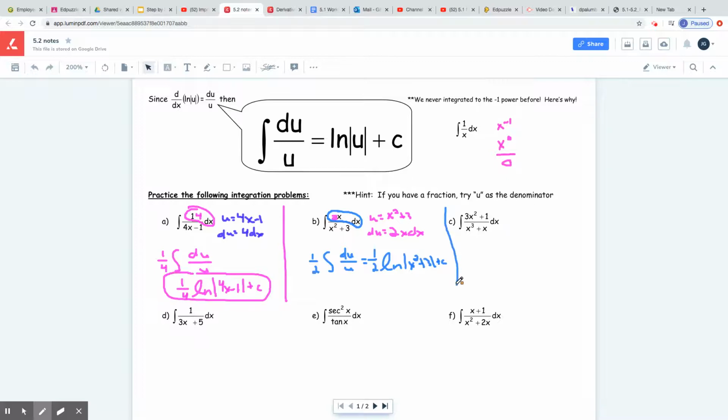Students normally like du over u because once you have it, it's really a nice, easy integration. Go ahead and try C on your own. See if you can get that one.